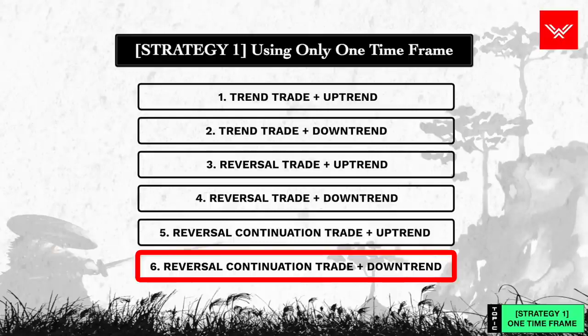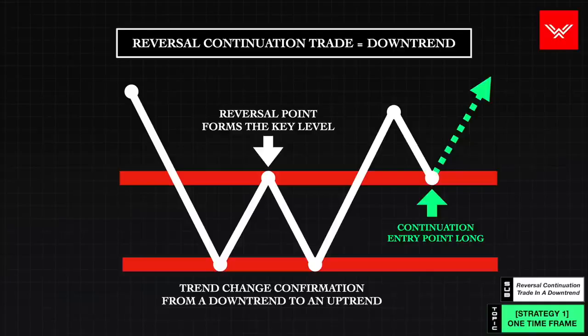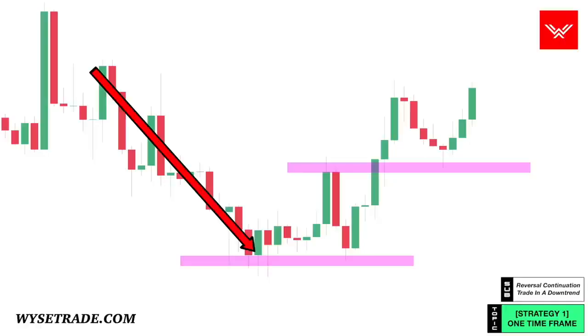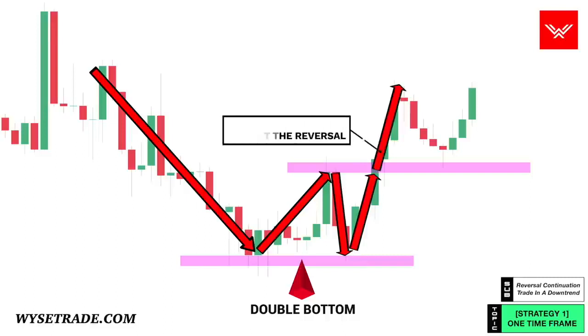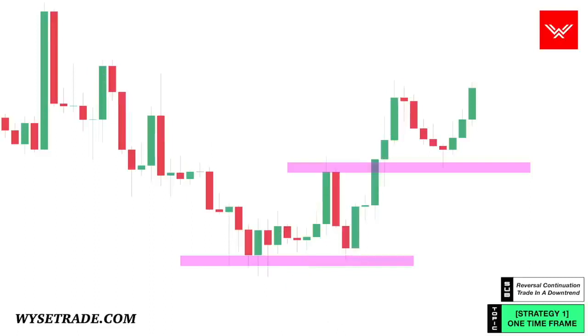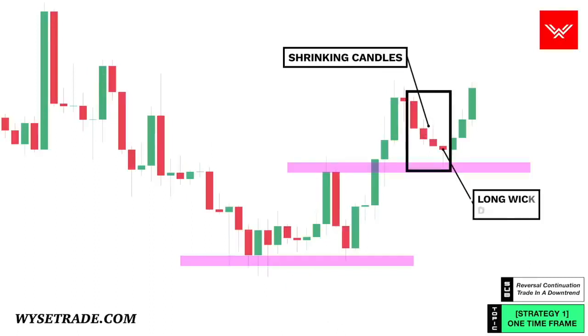A reversal continuation trade in a downtrend. Here is the anatomy of the variation. Now on the charts, you first had your moving downtrend before a double bottom formed, followed by a break of the neckline, confirming the reversal from a downtrend to an uptrend. Now as price pulled back, you had shrinking candles followed by a long wick candle.